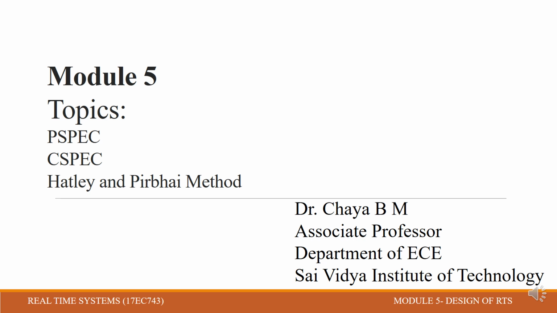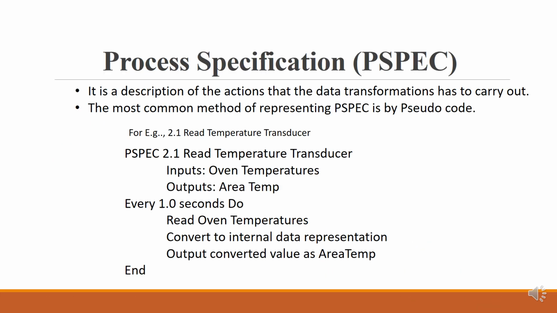So in this video we will be looking into process specification, control specification, and the Hatley-Pirbhai method. Process specification is a simple way of representing the actions of the data transformations that have to be carried out. The most common way of representing it is by pseudocode. This is generally called a non-procedural way of writing, and pseudocode can be thought of as an informal programming language.